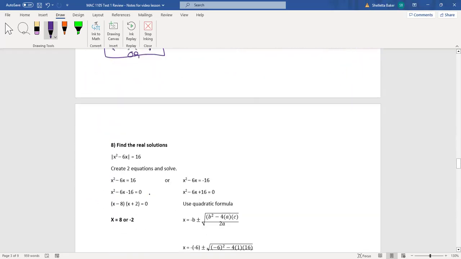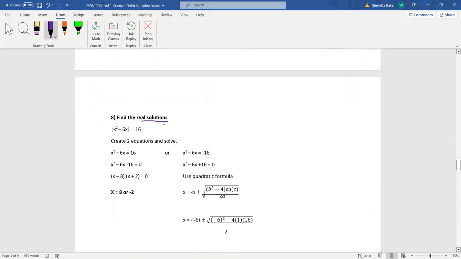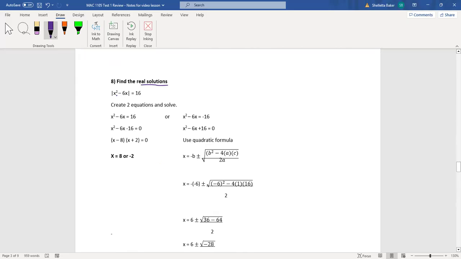Next, we want to find the real solutions. So we want the real number solutions. We have absolute value of x squared minus 6x equals 16. So again, we want to set up two equations. The first one is x squared minus 6x equals 16, or the second one is x squared minus 6x equals negative 16. We'll solve the first by creating our quadratic equation.